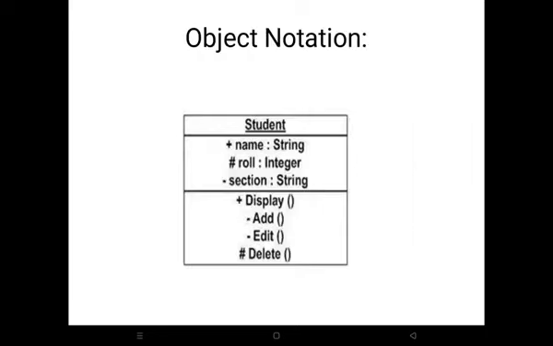The second notation is the object notation. The object is very similar to a class. The only difference is that here the name is underlined. This is the difference between class and object notation.